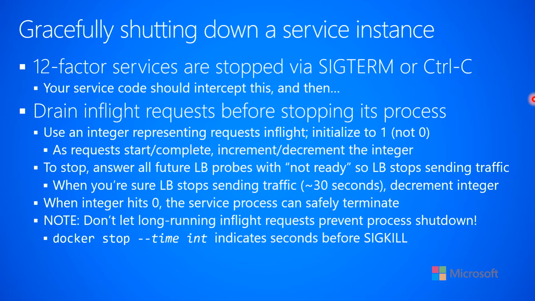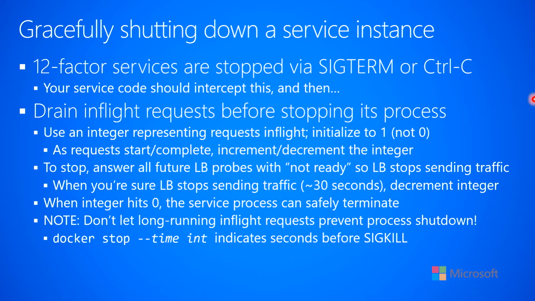The way that I do this is I use an integer representing the number of requests that are currently in flight. And when my process instance starts up, I initialize this to 1, not 0. Now you would naturally think 0, because initially when you first come up, you haven't received any client requests yet. But there's a reason why I do 1 and not 0, which I'll get to a little bit later on.